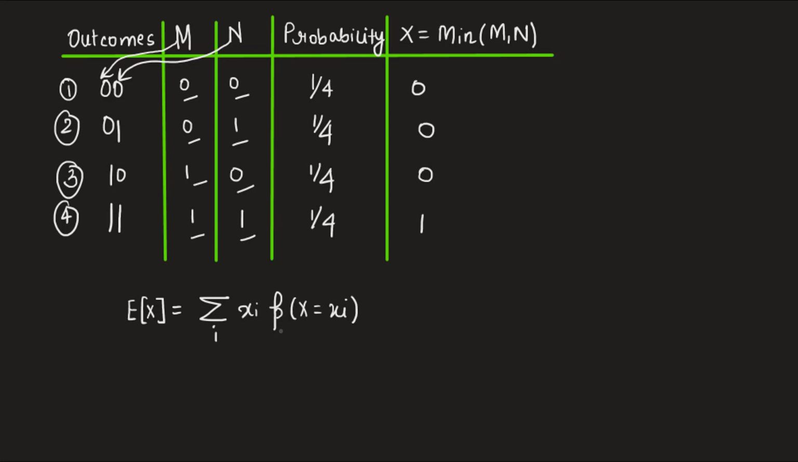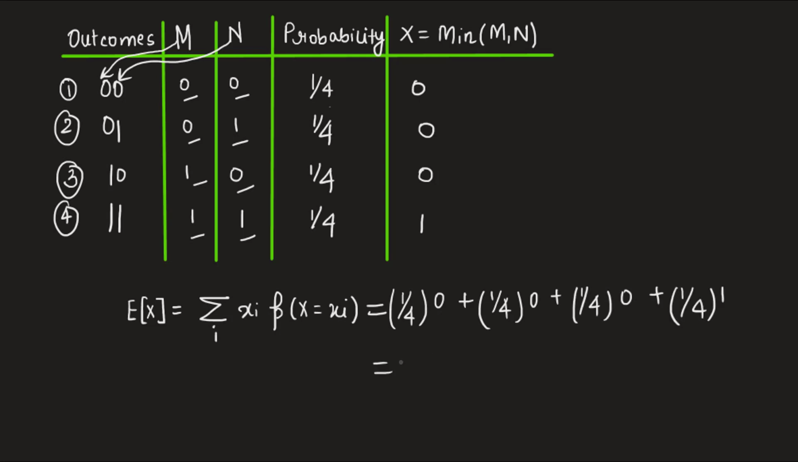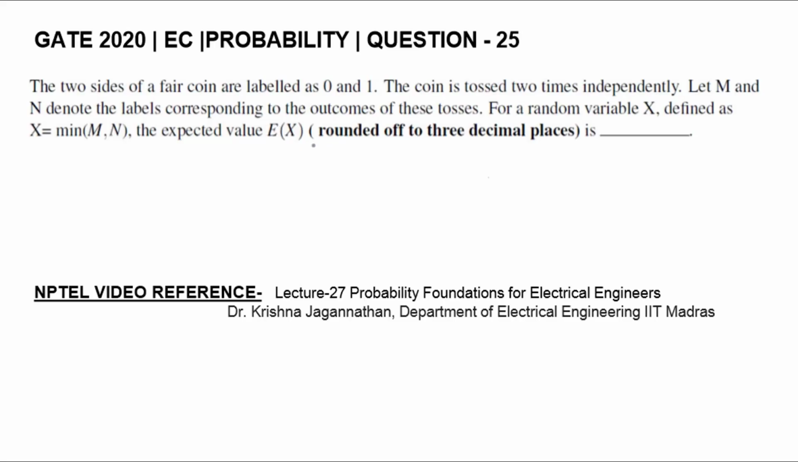The expectation value of X is xi times the probability that the random variable X equals xi, summed over all i. So it can be written from the above table by calculating the product of these two columns and taking their sum, which is equal to 1 by 4, or 0.25. So the expected value of X rounded off to 3 decimal places is 0.25.